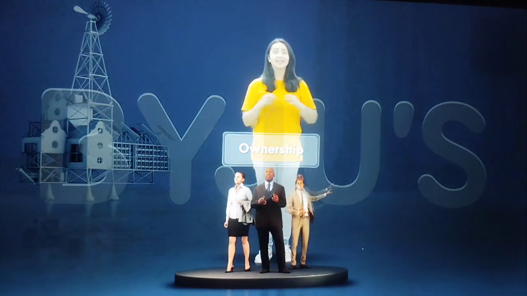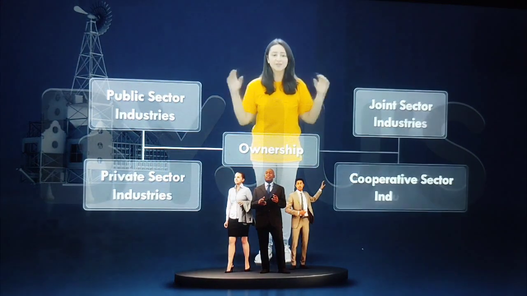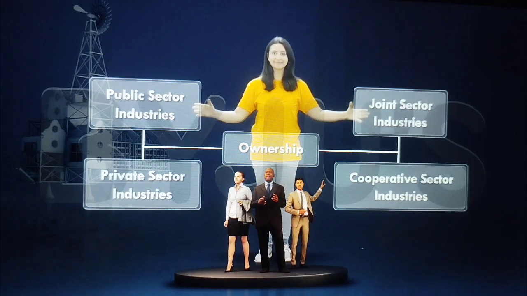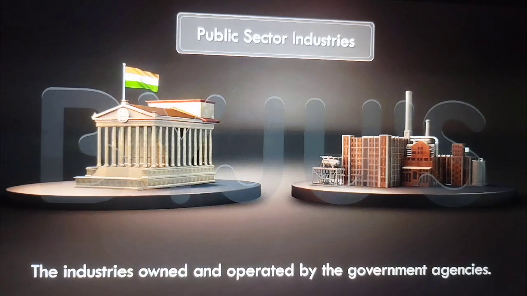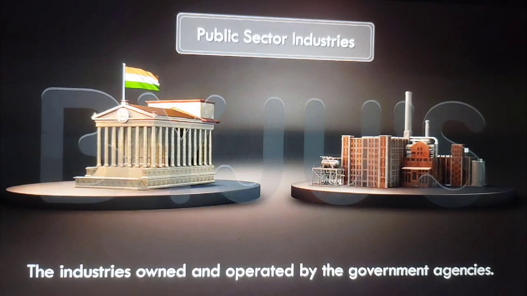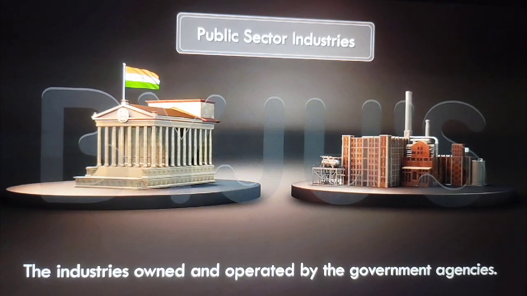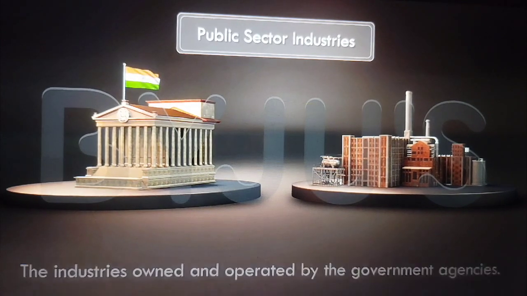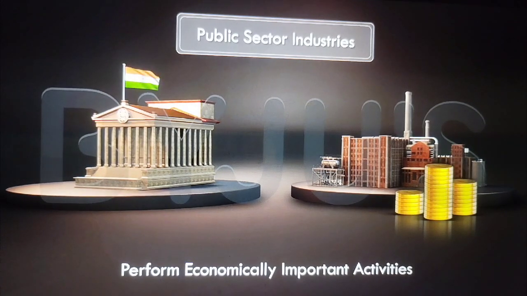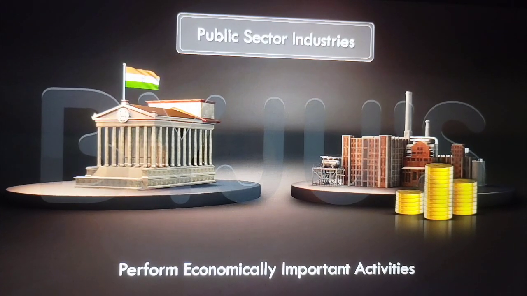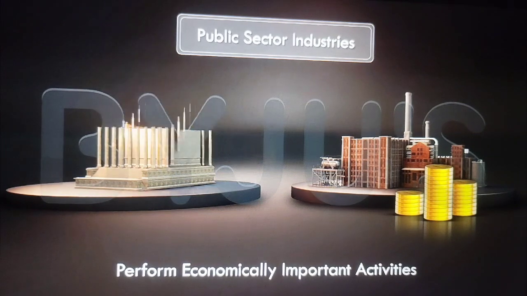Industries run crucial economic activities. But who owns these industries? Based on the ownership, industries are categorized into the following categories. First are the public sector industries. The industries owned and operated by the government agencies are called public sector industries. Usually, public sector industries are involved in economically important activities and demand huge capital investment.